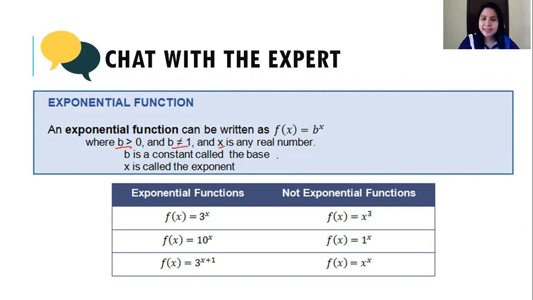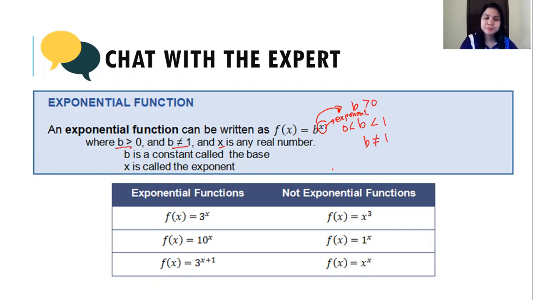Now, again, what are the conditions for b? B should be positive, or it can be between 0 and 1. It's possible. And b should never be equal to 1. Now, here are some examples of exponential functions. Remember, in the exponential function, the variable is found in the exponent.